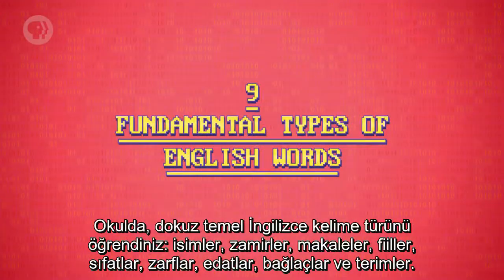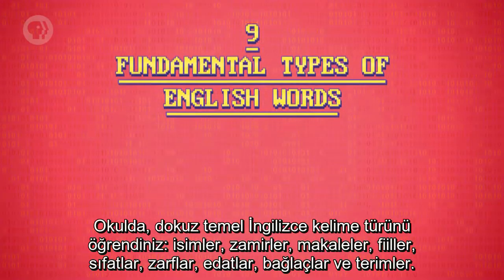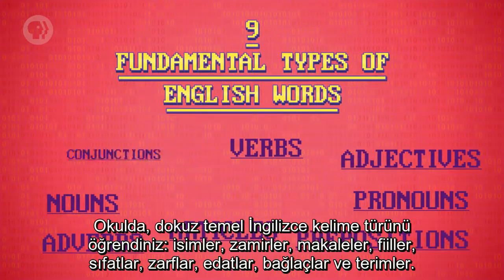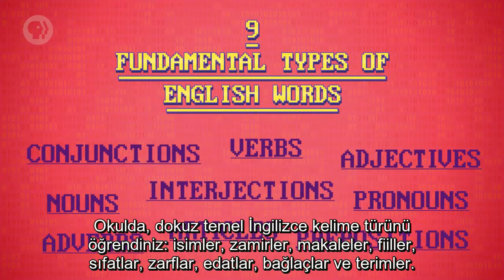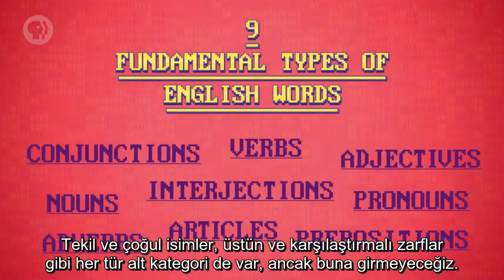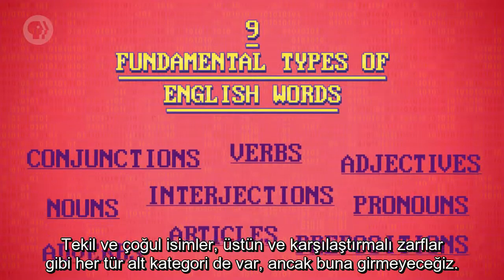In school, you learned about 9 fundamental types of English words: nouns, pronouns, articles, verbs, adjectives, adverbs, prepositions, conjunctions, and interjections. These are all called parts of speech. There are all sorts of subcategories too, like singular versus plural nouns and superlative versus comparative adverbs, but we're not going to get into that.